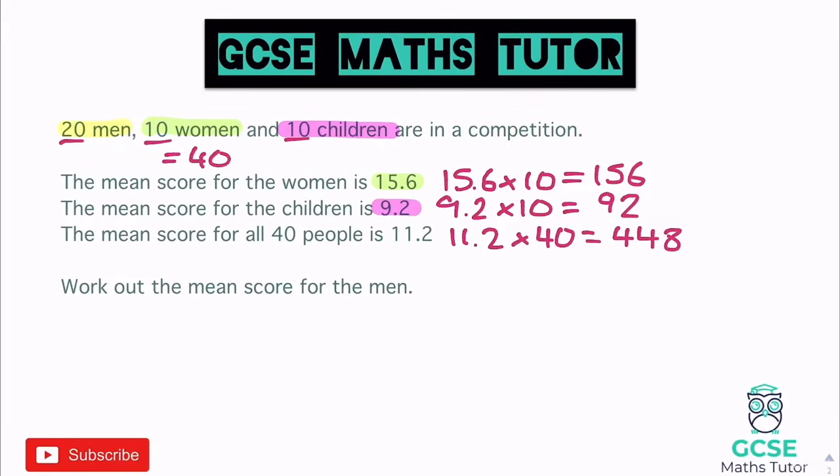There we go. So we've got our overall total there of 448, and we've got the women and the children's total. So we have to work out the total for the men now. We just need to do the overall total 448, and we're going to take away the 156 and take away the 92 and see what our total is now. So take away 156, take away 92, and we're left with 200. There we go, and that there is the total for the men.